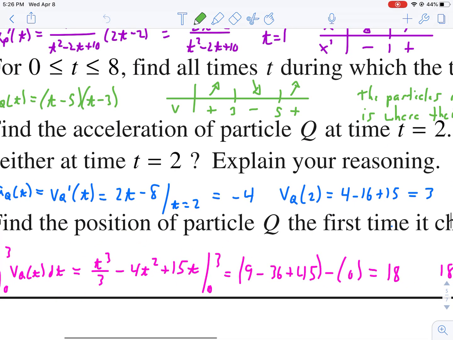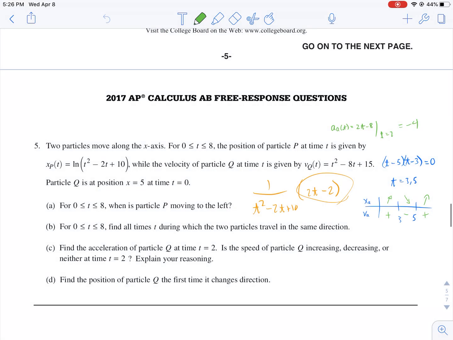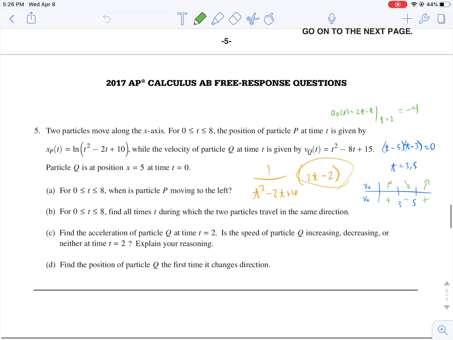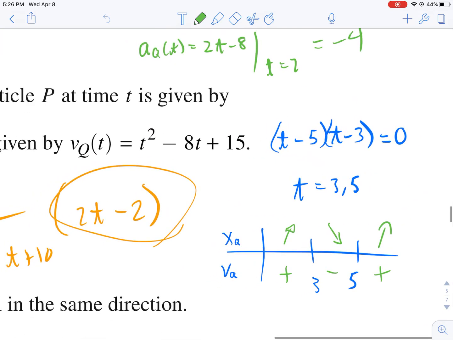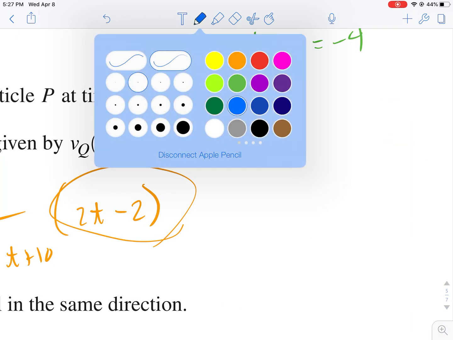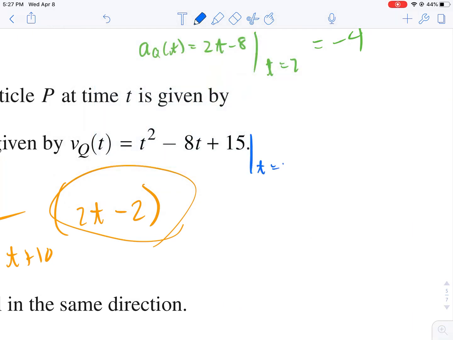So that's what we have here. Now if you want to know if the speed is increasing or decreasing, you need to look at the velocity and the acceleration. If they are the same sign, then the speed is increasing, and if they're opposite signs, then the speed is decreasing. So then what we need is the velocity of particle Q at t equals 2. So I'm going to evaluate this at t equals 2, and that's going to be 4 minus 16 plus 15, which is positive 3.